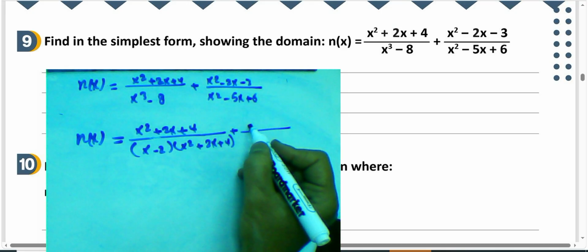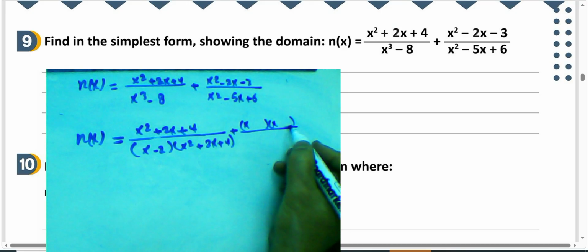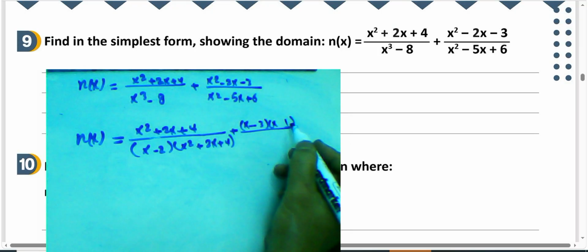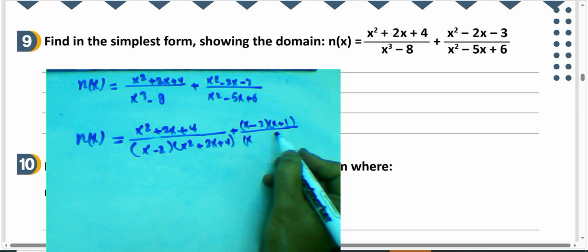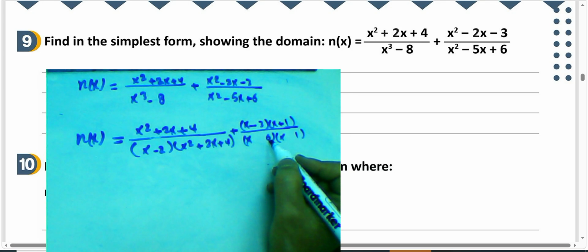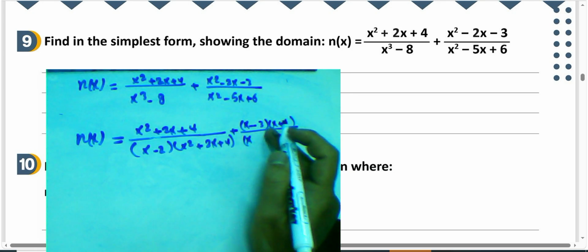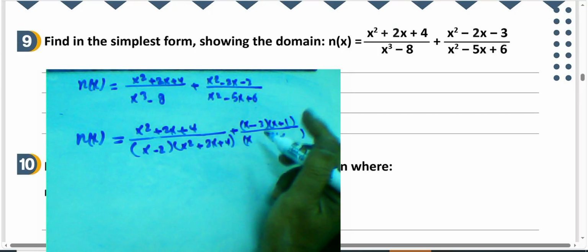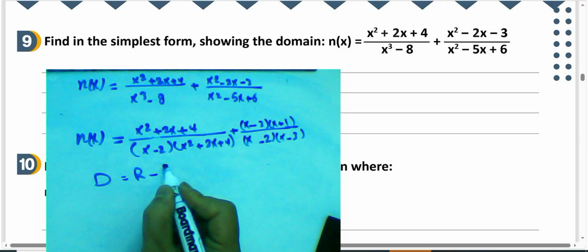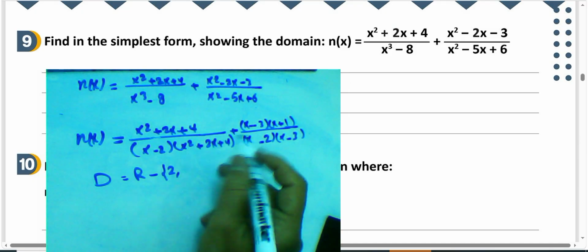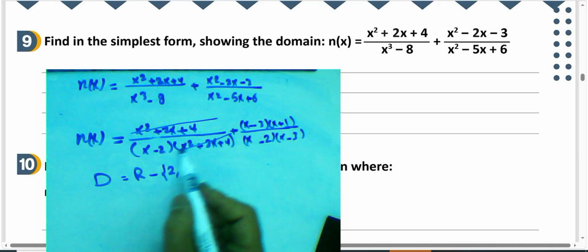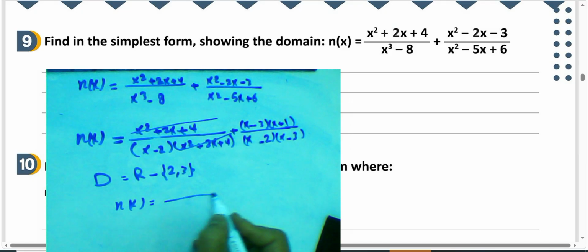Up here factorizing also, x times x is x power 2, and 3 times 1 equals 3, and the sign is similar to the middle, and here positive. And down also you can factorize: x times x is x power 2, and 6 times 1 equals 6. We want two numbers whose product is 6 and whose sum is 5, that is 2 and 3, with negative and negative. Then the domain will be R subtract the set of zeros: here 2, and here we have zeros 2 and 3.